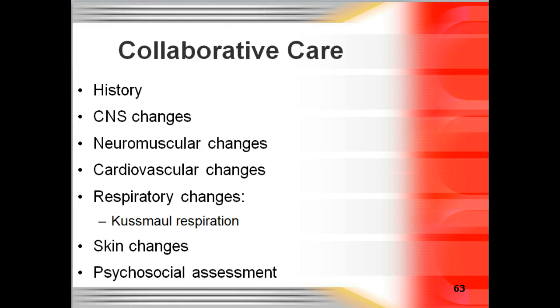Skin changes. Usually when a person has acidosis, they're warm and dry, and usually pink, with a flushed tone, because you have a lot of vasodilation going on.